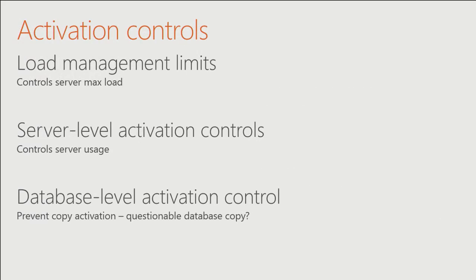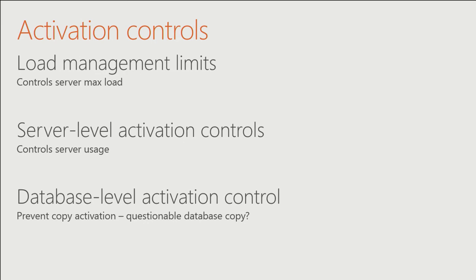Activation controls, there are 3 different scopes that we do today. One is load management, like, hey, I don't want more than this number of databases active on that server. That directly corresponds to how much CPU that server is using. The next one is server level. You saw in Dimitri's maintenance mode, he was using server level flags to control whether a given server had active databases on it. We'll talk in more detail about those flags.